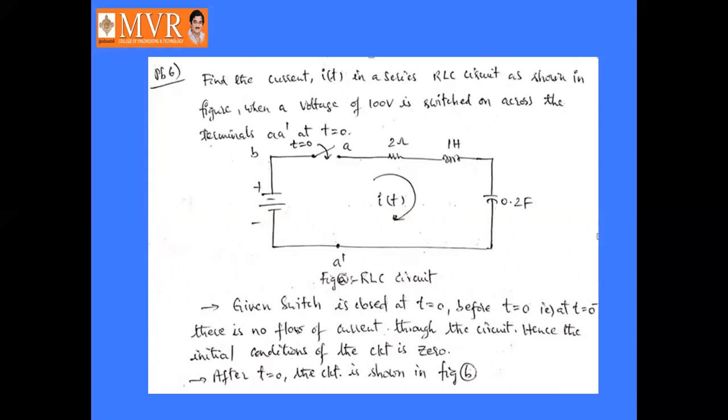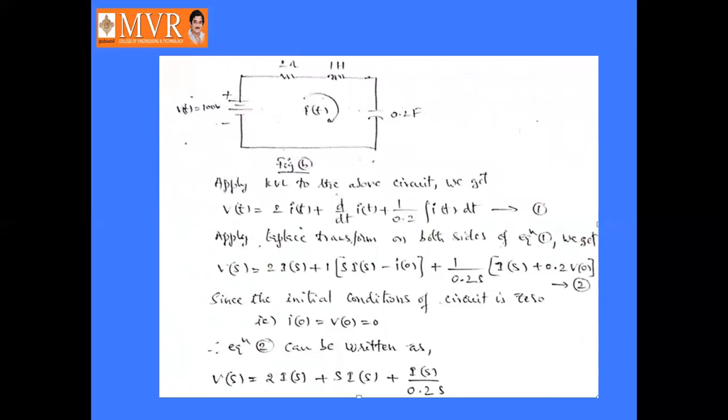Okay, so given the switch is closed at t equal to 0. Okay, t equal to 0 means it is closed. Before t equal to 0, at t equal to 0 minus, there is no flow of current through the circuit. Hence, the initial conditions of the circuit are 0 initially. After t equals 0, the circuit is as shown in figure B. So it is like this.